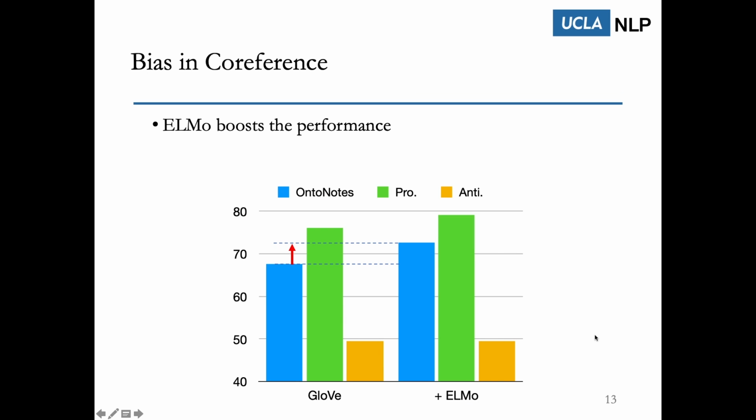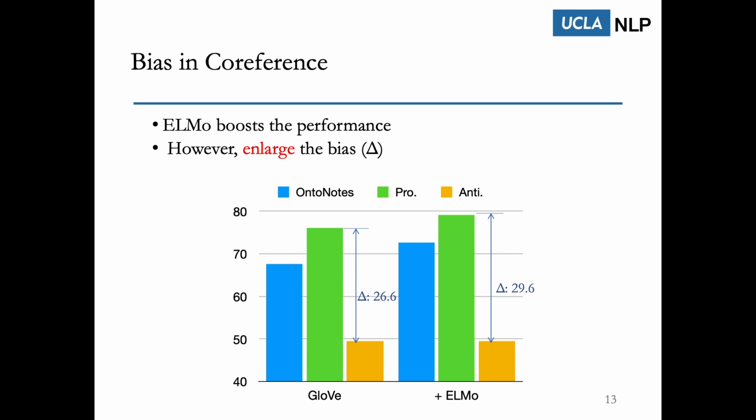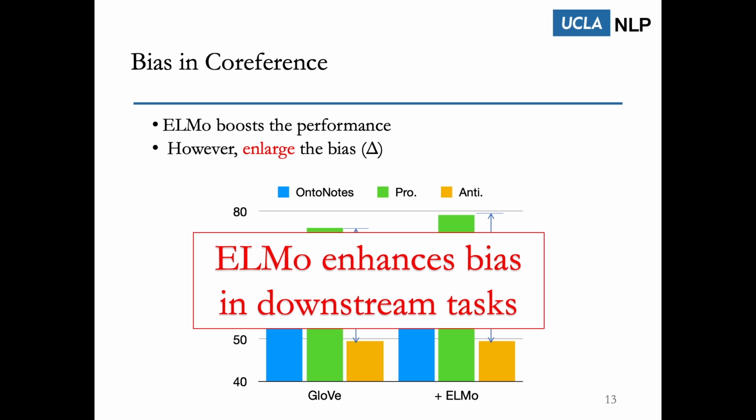And here is the result when we use AML embedding in the coref system. We see that with AML, we can improve the system's performance on the benchmark dataset. However, the bias is also enlarged. So by far, we show that the bias in AML will also influence downstream tasks. Next, we will propose different ways to mitigate such bias.